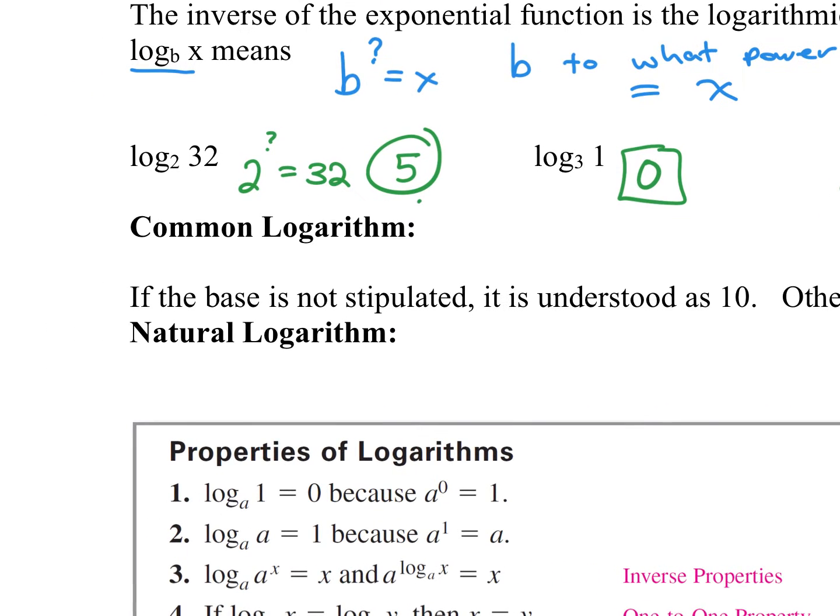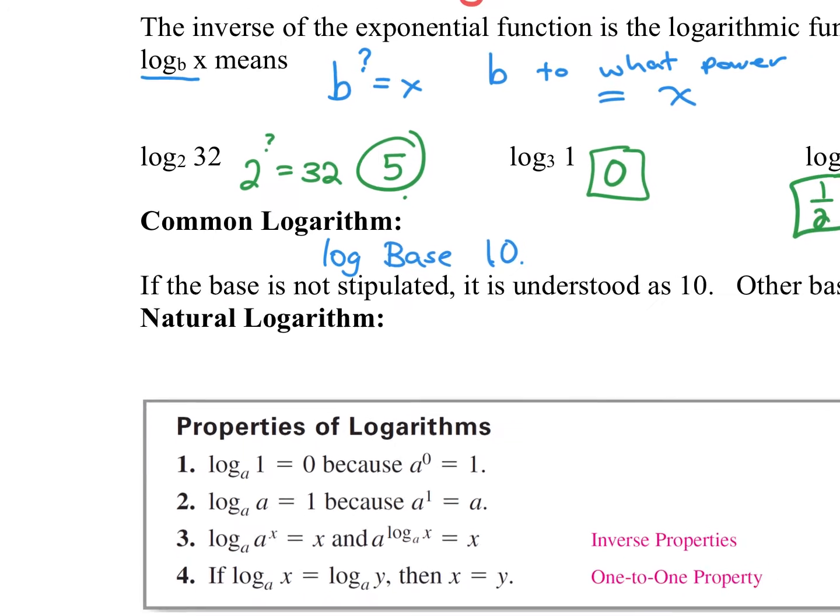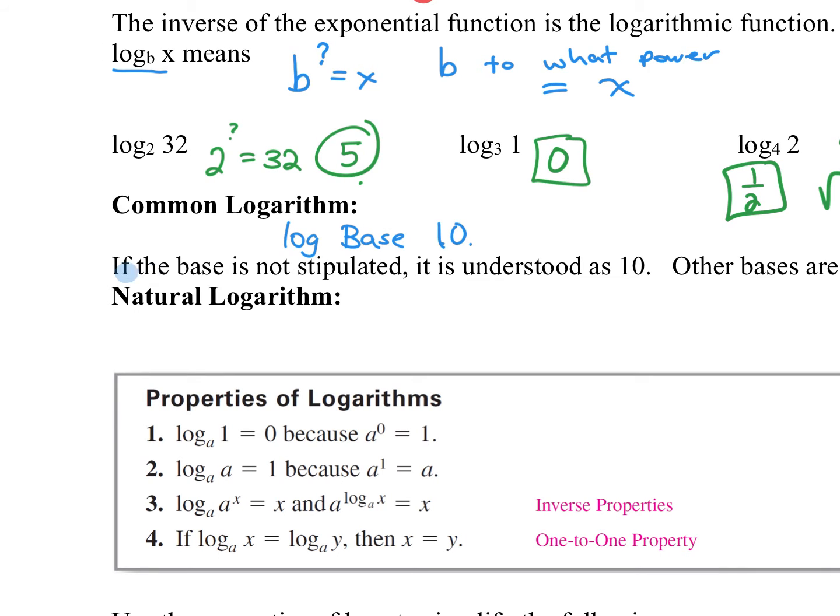We have a couple of unique logarithms, one called the common logarithm. We would call that the log base 10. So this is log base 10. As you can see here in our notes, if the base is not stated, it is understood as 10. So if you were to see log of 10, this is the same as log base 10 of 10.